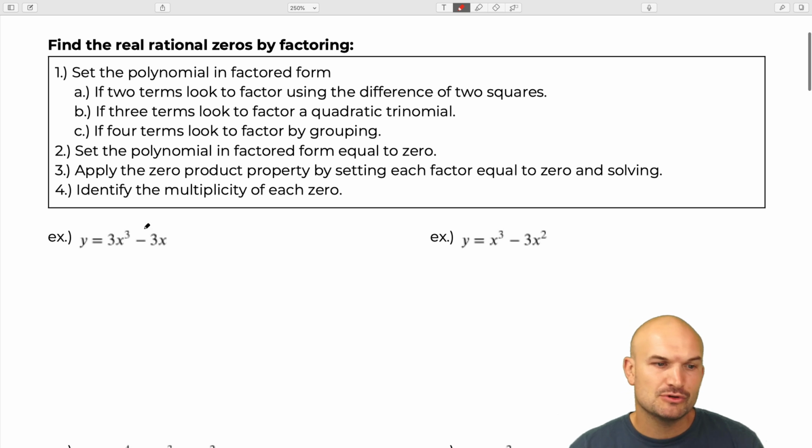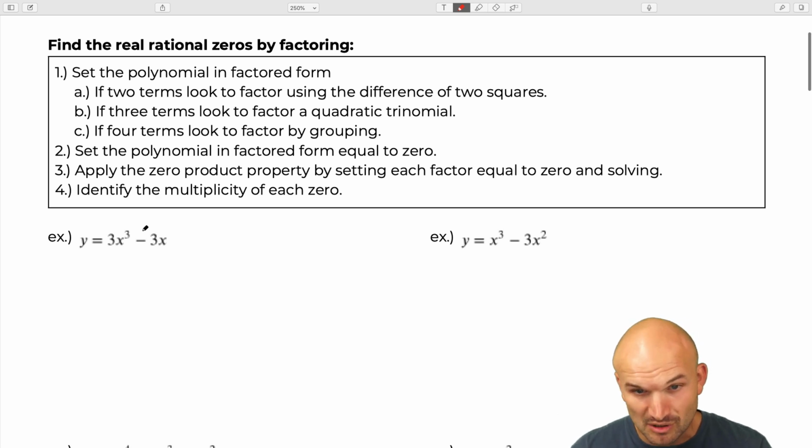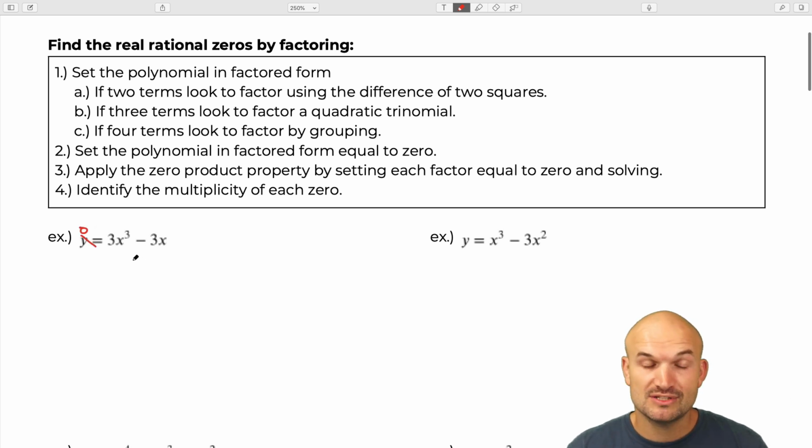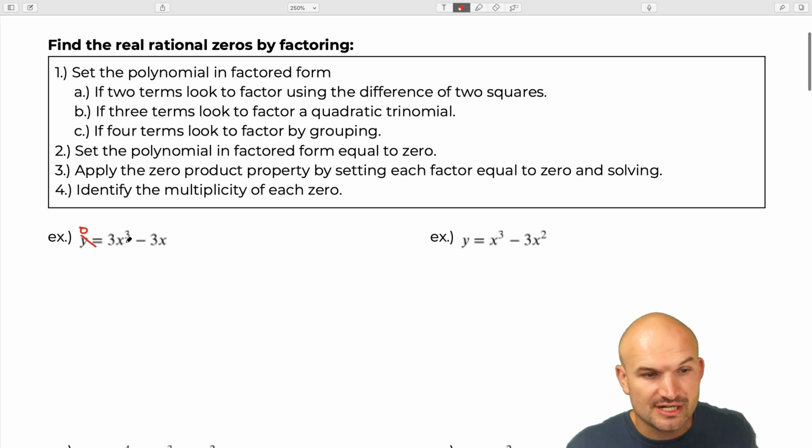Whenever we're trying to find the zeros as well as state the multiplicity, remember the first thing we want to do is set our equation equal to 0. Now again, we have more than one variable, so we can't just use our inverse operations here. We're going to want to factor.